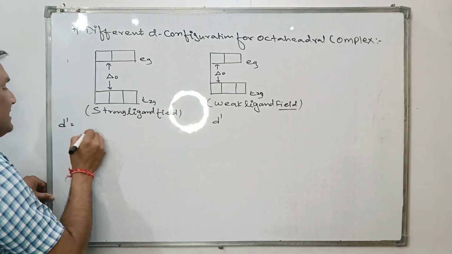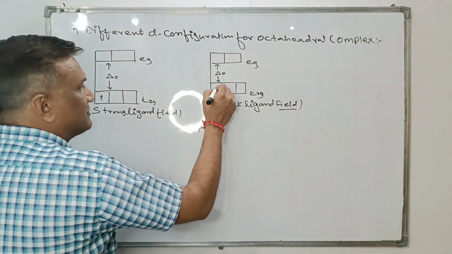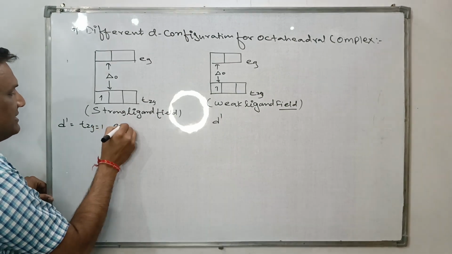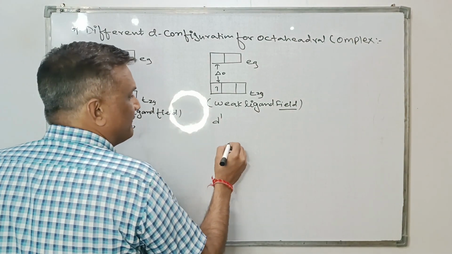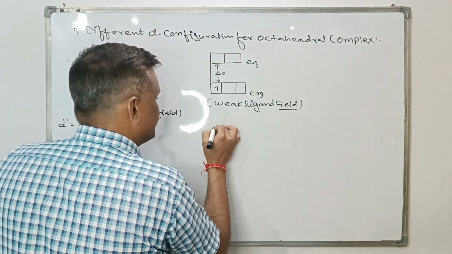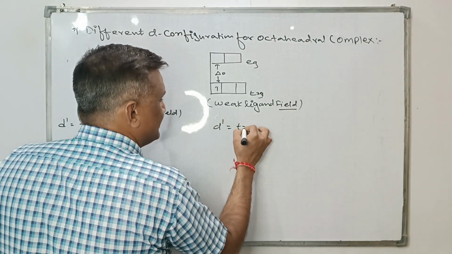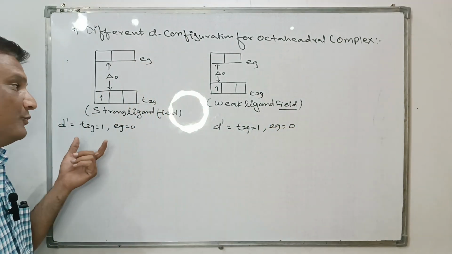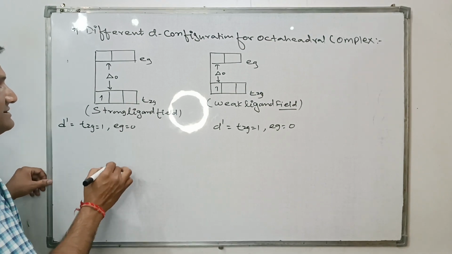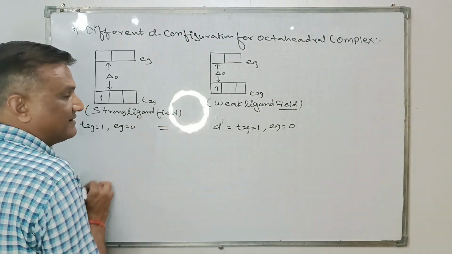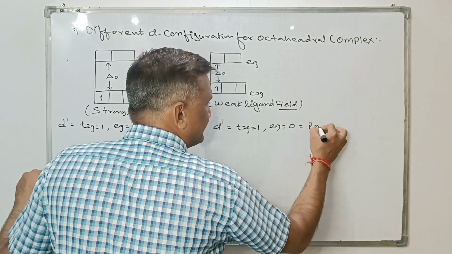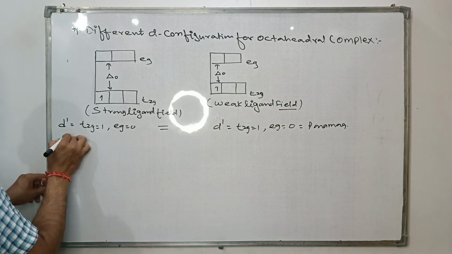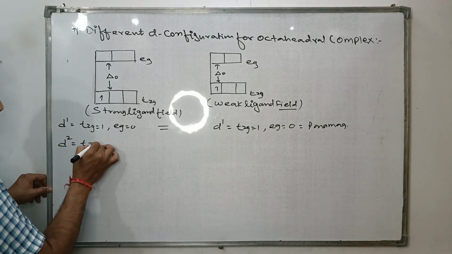If you go with the d1, then here will be one electron and here will also be one electron. So for this we can say t2g is equal to 1 and eg is equal to 0. If we go with this, this is also d1, t2g is equal to 1 and eg is equal to 0. Both have one unpaired electron, so both will be the same, paramagnetic. This is the equal sign with the paramagnetic.